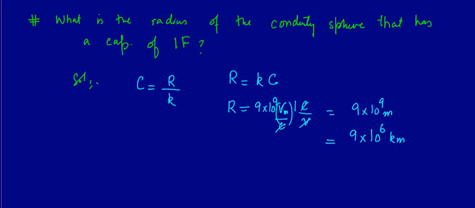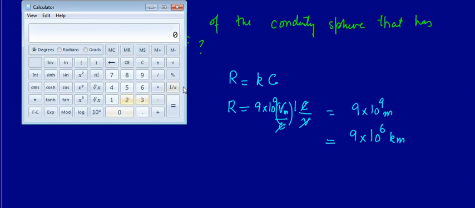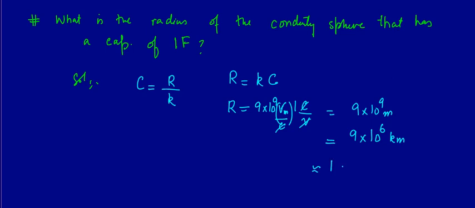If you see how much larger it is than the radius of Earth, if you divide 9 into 10 to the power of 6 by the radius of Earth, which is 6,400 kilometers, what number do we get? This is approximately 1,400 times the radius of Earth. Such a large sphere is not practical. You cannot have such a large conductor.